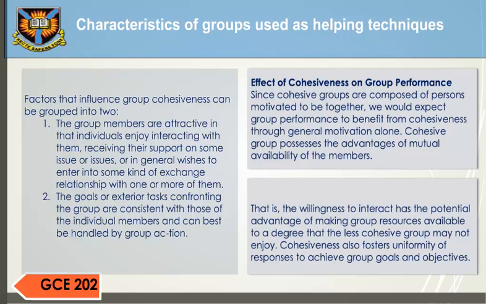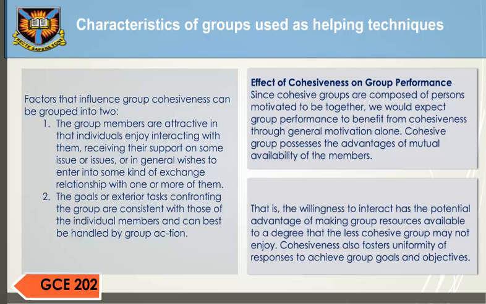Effect of cohesiveness on group performance. Since cohesive groups are composed of persons motivated to be together, we would expect group performance to benefit from cohesiveness through general motivation alone. A cohesive group possesses the advantages of mutual availability of the members. That is, the willingness to interact has the potential advantage of making group resources available to a degree that less cohesive groups may not enjoy.